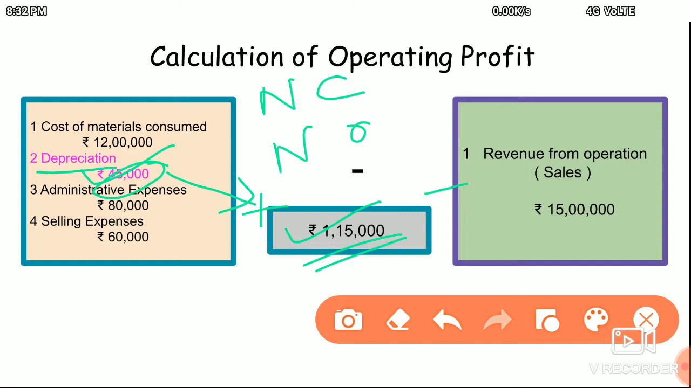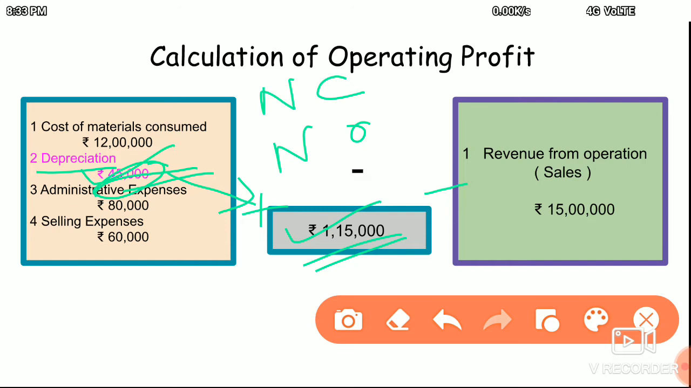Since depreciation is an operating but non-cash item, if we do not adjust this, it will mean that there is an outflow of 45,000. So there is no actual cash outflow of 45,000. So we are going to add this back to the net profit in order to calculate the operating profit.